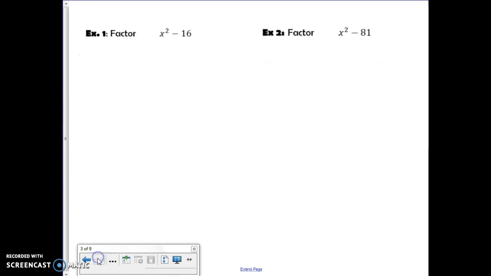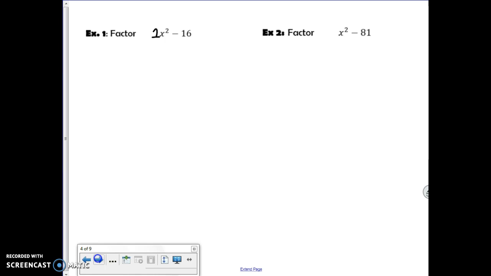So let's dive into this. Here are two examples. Example 1, x squared minus 16. Remember, the first thing we always do is check for greatest common factor. The only greatest common factor that I can see would be a 1. And remember, in factoring, we don't normally write out the 1s. That being said, is this a difference of two squares? If you remember, the number that's out front here is a 1. Are 1 and 16 both perfect squares?